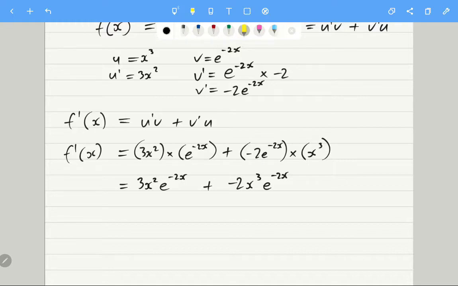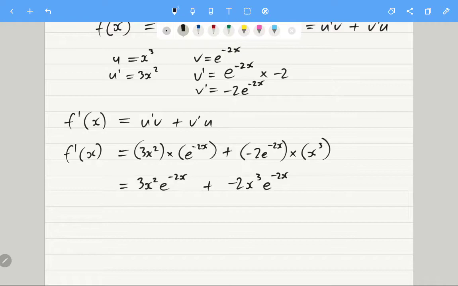The only reason I'm writing the negative x to the 3 before the e to the negative 2x is that I'm trying to be consistent with the terms over here, writing the x part before the e to the x part. You could write it in the opposite order, but generally speaking, we're usually going to put constants, then power terms, and then other functions. It's just convention, not a huge deal.